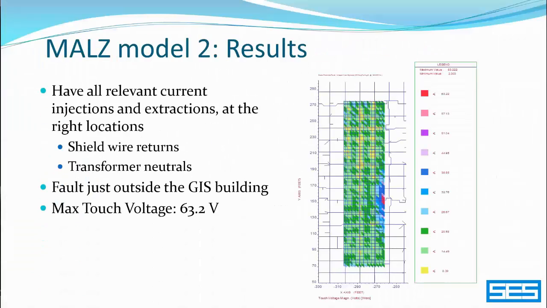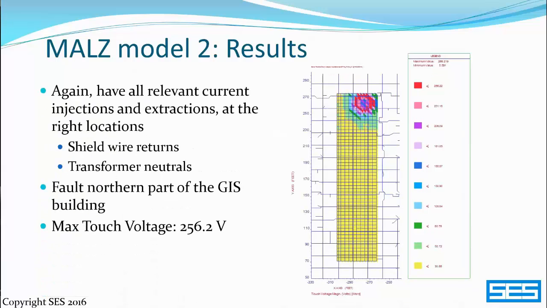Looking at the results continues the theme we're on. They're different. Here we have all the relevant current injections and extractions at the right locations, shield wire returns, transformer neutrals, and so for a fault just outside the GIS building, our max touch voltage is now 63.2 volts. And for the fault inside the GIS building, we're now at a staggering 256.2 volts. Adjusting the accuracy of the model is certainly changing our perception of safety in the substation.